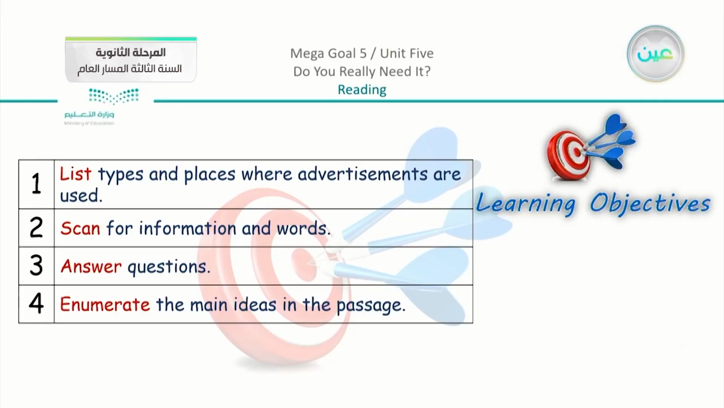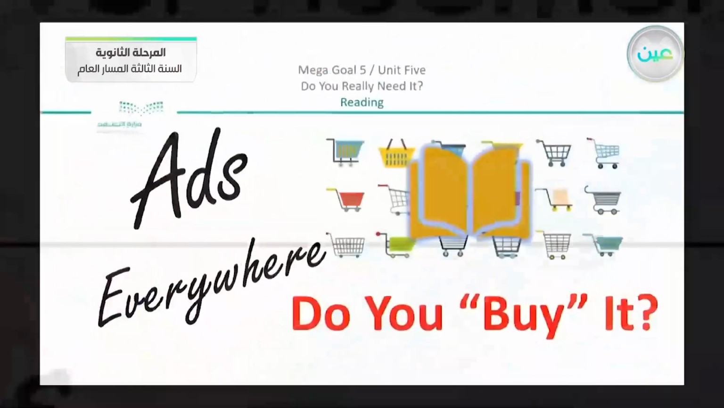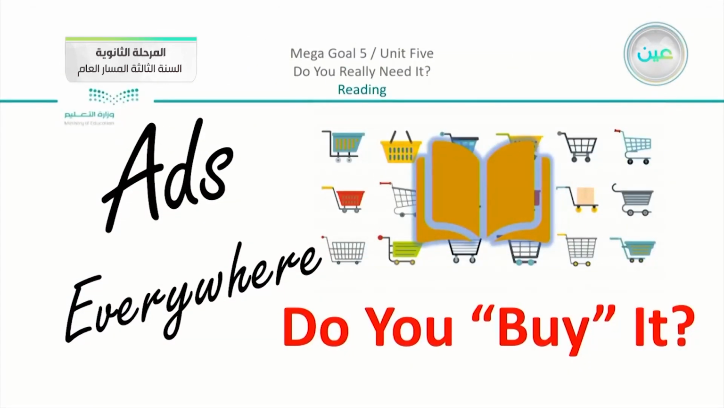Now, moving on, we have our objectives. The first objective, to list types and places where advertisements are used. Number 2, to scan for information and words. Number 3, to answer questions. And number 4, to enumerate the main ideas in the passage. So we are going to move on with our lesson. We have here ads everywhere. Do you buy it?